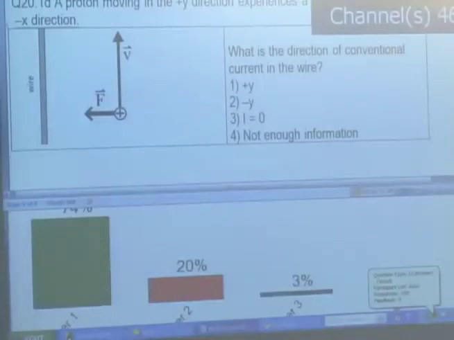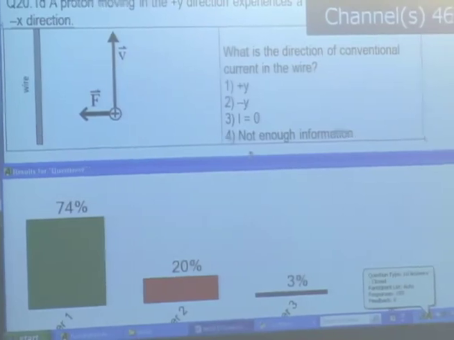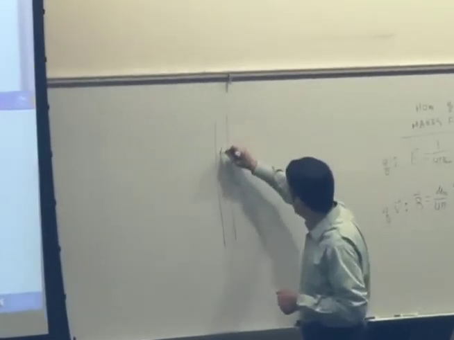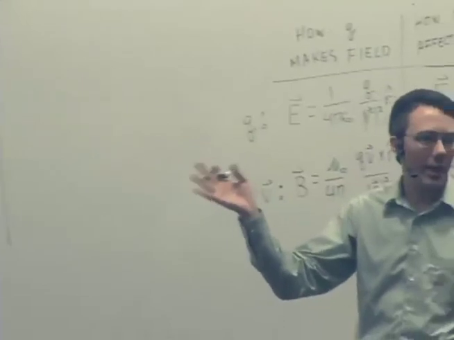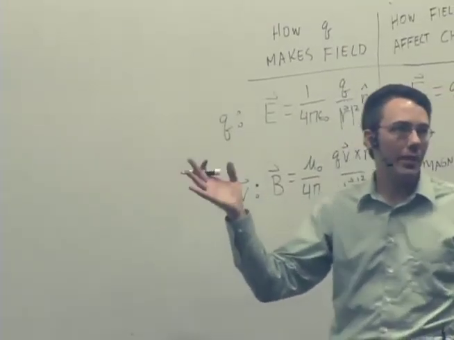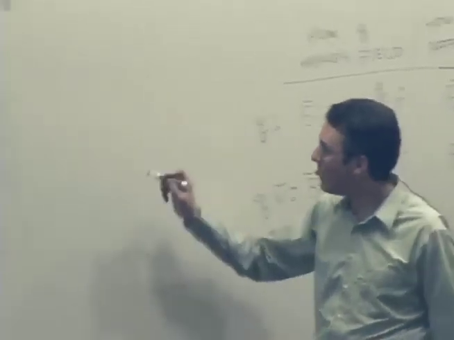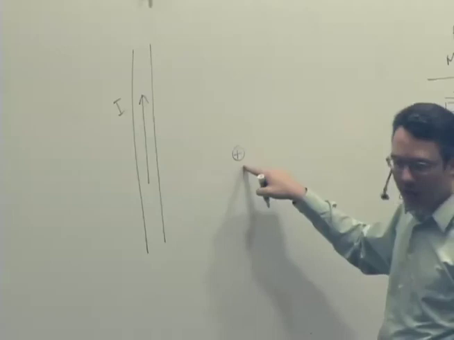Okay, well, we've got a majority answer. That's good. Positive y. Let's try it out. If we have a current, conventional current, going in the positive y direction, what's that going to do? That conventional current is going to do what? If you have a current moving, it creates magnetic field. So we need to think about the magnetic field at the observation location of the moving proton.